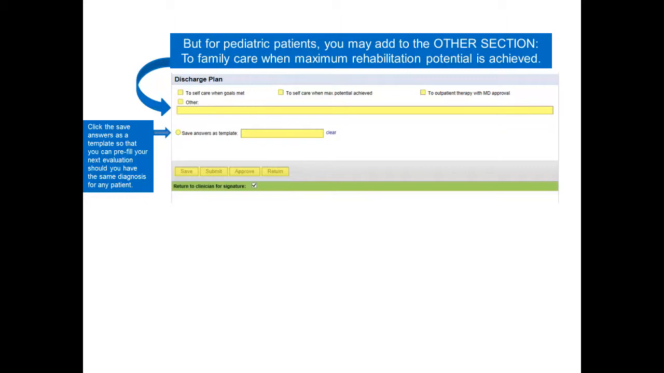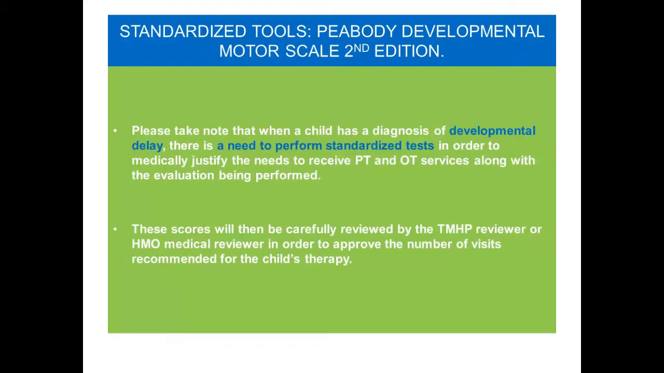is achieved. Click Save Answers as a Template so you can pre-fill your next evaluation should you have the same diagnosis for any patient. Standardized Tools, Peabody Developmental Motor Scales, 2nd Edition. Please take note that when a child has a diagnosis of developmental delay, there is a need to perform standardized tests in order to medically justify the need to receive PT and OT services along with the evaluation being performed. Now, these scores will then be carefully reviewed by the TMHP reviewer or HMO medical reviewer in order to approve the number of visits recommended for the child's therapy.